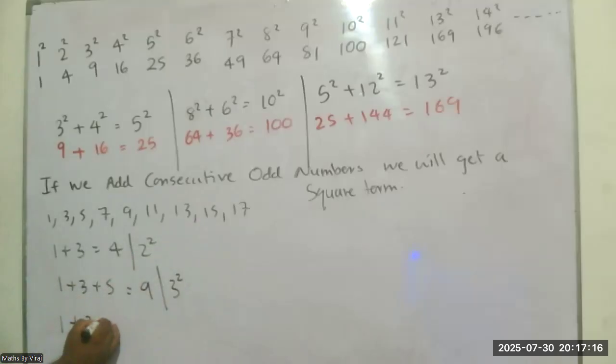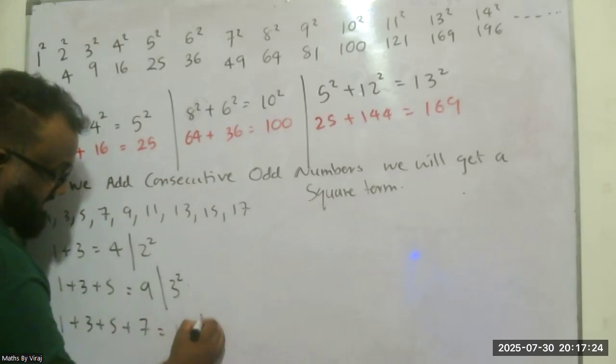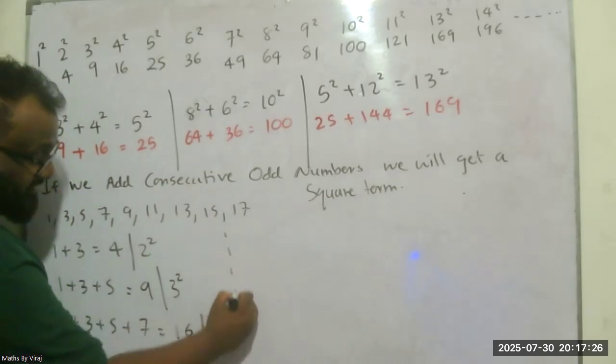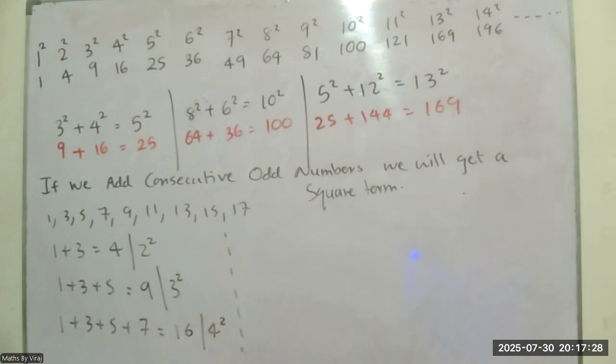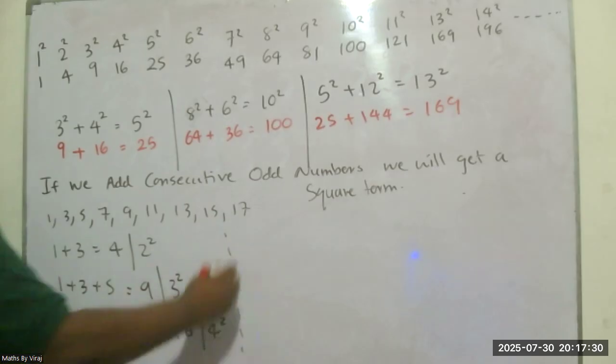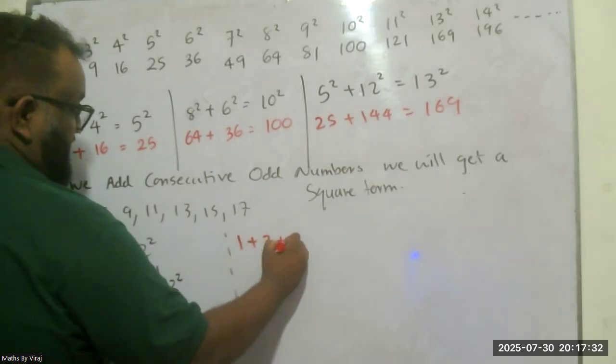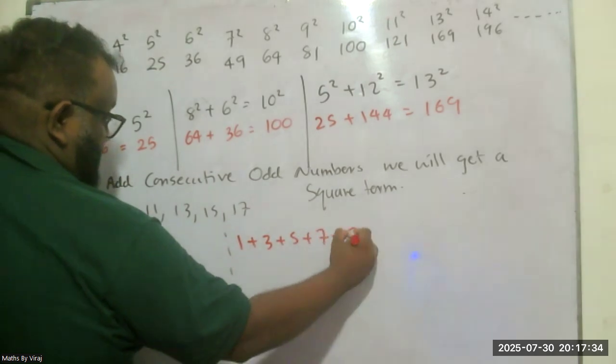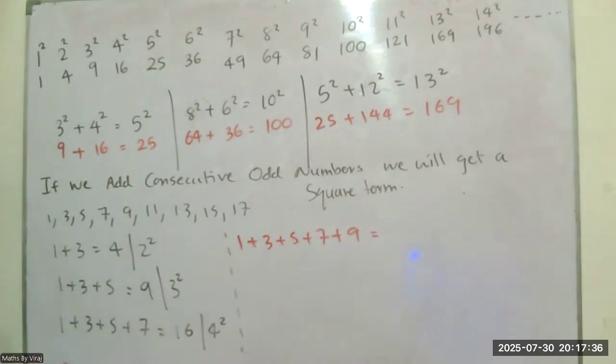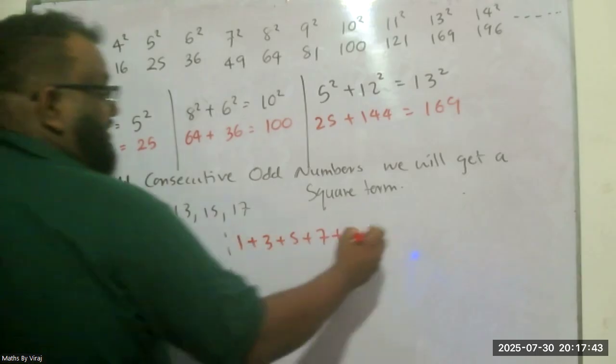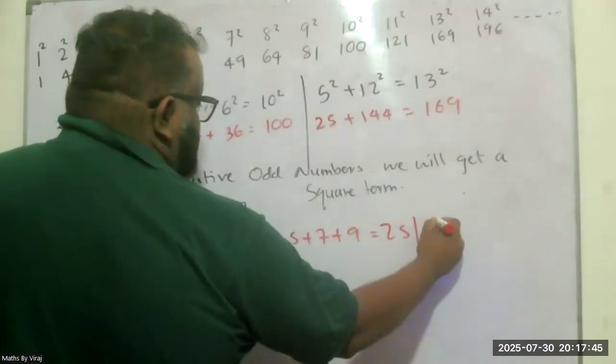1 plus 3 plus 5 plus 7. That is 1 plus 3, 4. 4 and 5, 9. 9 and 7, 16, which is 4 squared. Right. Further moving forward, 1 plus 3 plus 5 plus 7 plus 9. 1 plus 3, 4, 4 and 5, 9. 9 and 7, 16. 16 and 9 is what? 25, which is 5 squared.